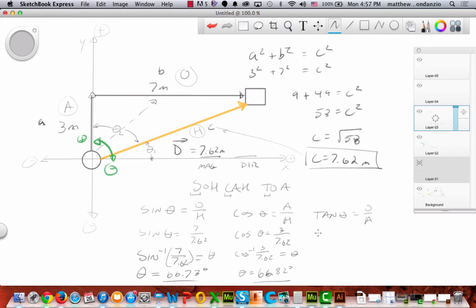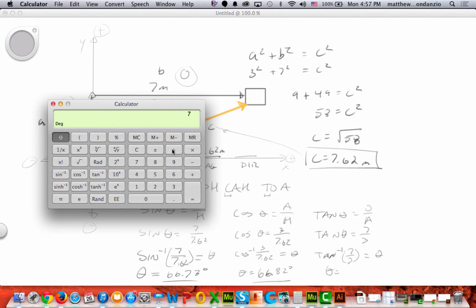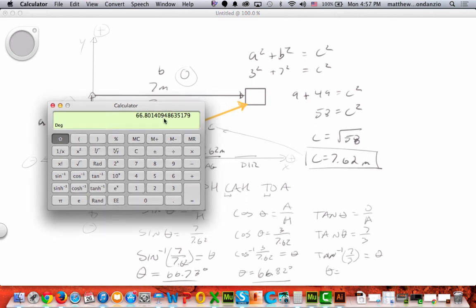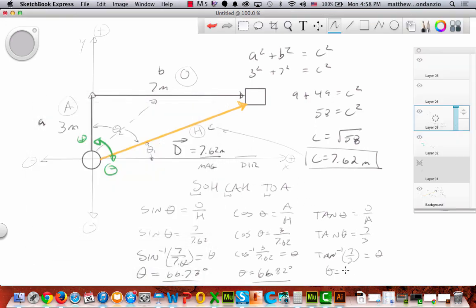Then we'll do the tangent. Now the tangent of theta is my opposite over my adjacent. And this should be the most accurate because I'm not rounding anything else. So 7 over 3, which means the inverse tangent of 7/3 will equal my theta. So theta equals, let's go back over to here, 7 divided by 3, and we're going to say inverse tangent. Again, the -1 shows the inverse. So the most accurate number, because we didn't round the 7 and 3, is 66.8 degrees.